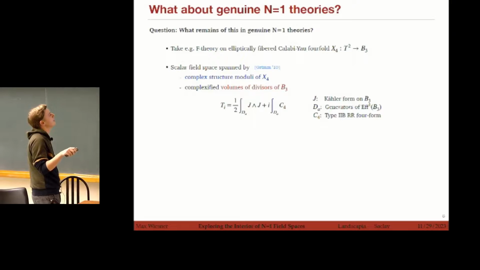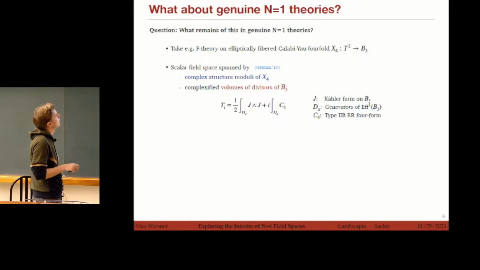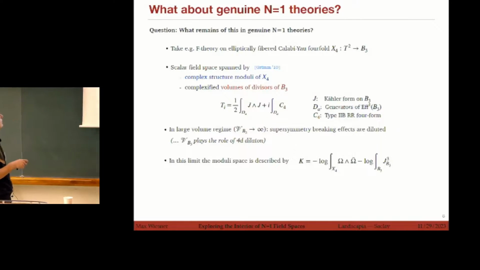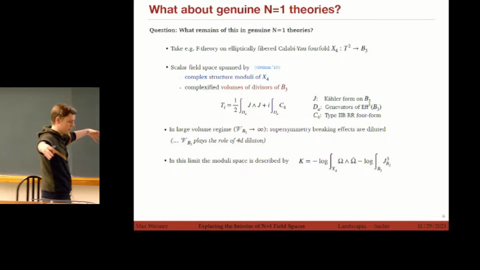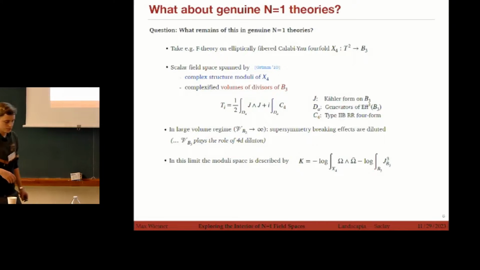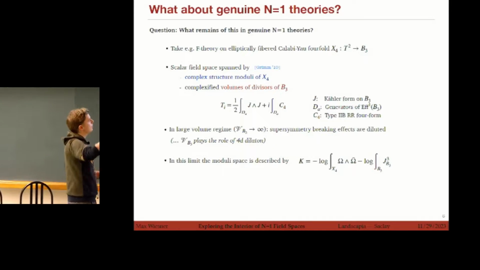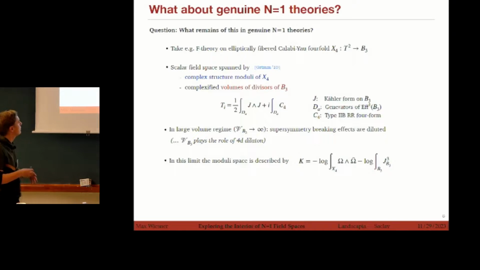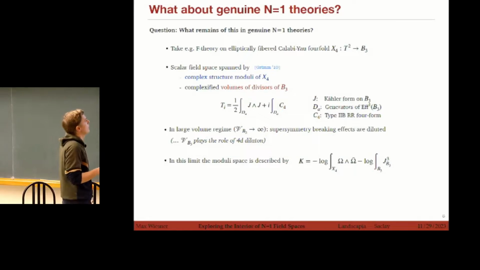The scalar field space then is spanned by the complex structure moduli of X4 and the complexified volumes of divisors in B3. And we know that in the large volume regime, if we make the base B3 very large, all the supersymmetry breaking effects that come basically from the non-trivial fibration of the torus over B3 just become very dilute. It's almost a constant fibration. So all the supersymmetry breaking effects are diluted because we can think of V_B3 as playing the role of the 4D dilaton. So we get a very weakly coupled theory.